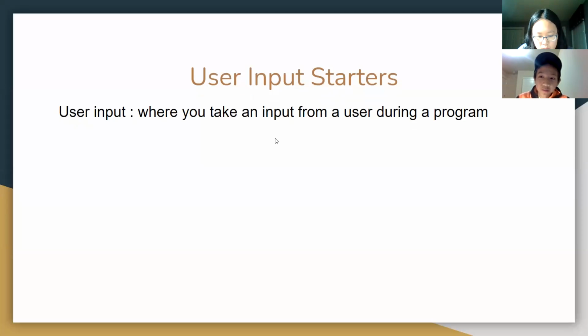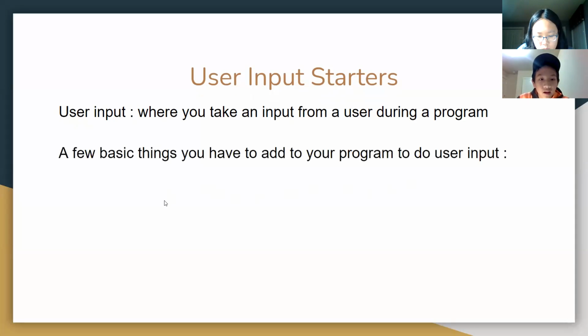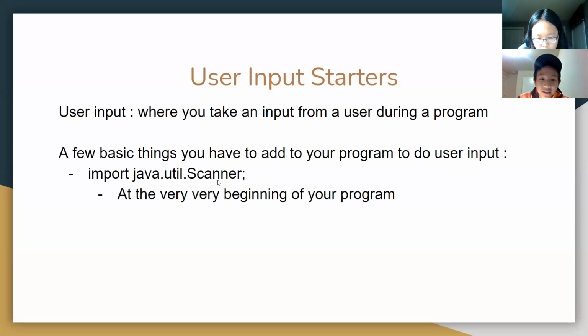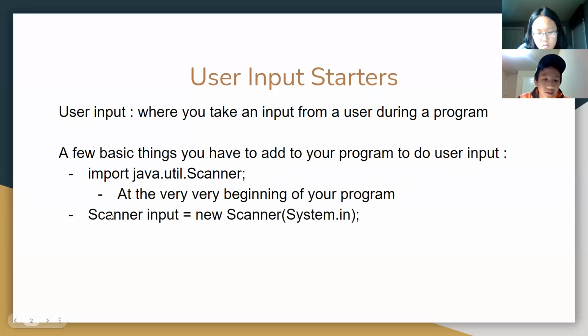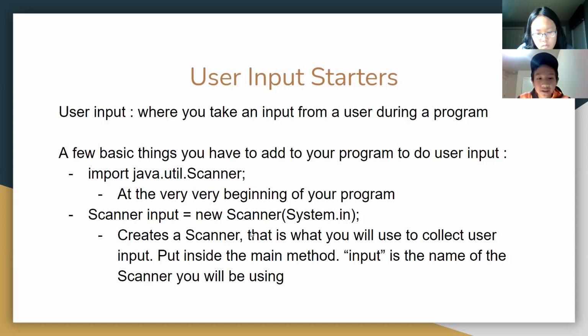All right. Okay. So let's just make sure we all know what user input is. User input, self-explanatory, is just where you take an input from the user during a program. A few basic things that you have to add to your program to do user input: you have to add this statement, import java.util.Scanner, at the very beginning of your program. We'll show you how that looks in the next slide. And we're going to create Scanner input = new Scanner(System.in). What this does is create a scanner, and this is what you will use to collect user input. Also, note that input is a name, so it can be anything you want.